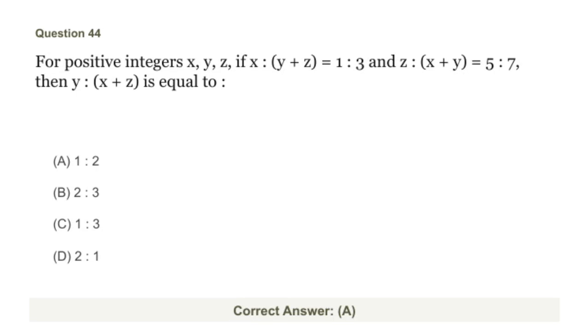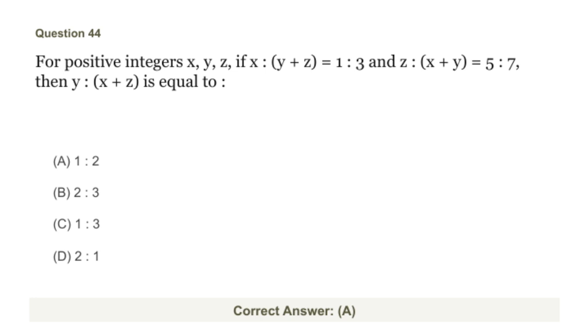We are given two ratios involving positive integers x, y, and z. The first ratio is x : (y plus z) equals 1 : 3, and the second ratio is z : (x plus y) equals 5 : 7. Our goal is to find the ratio y : (x plus z). First, focus on the first ratio, x : (y plus z) equals 1 : 3. This tells us that x is proportional to 1, and y plus z is proportional to 3.